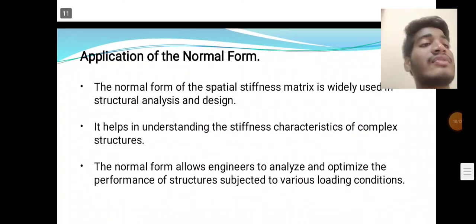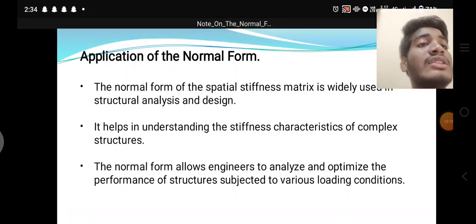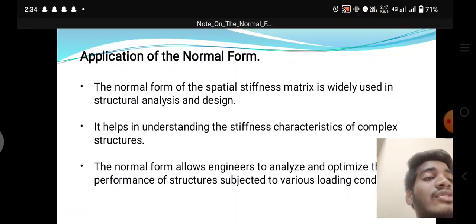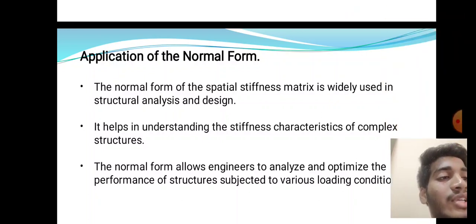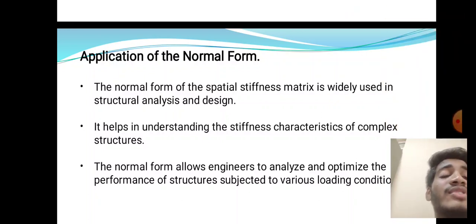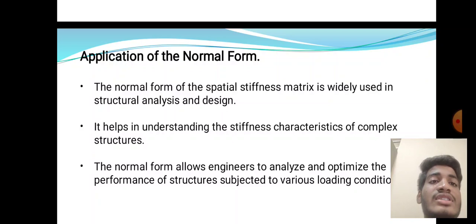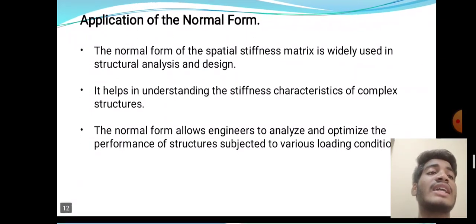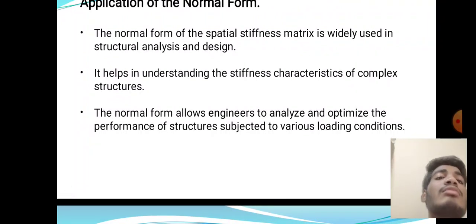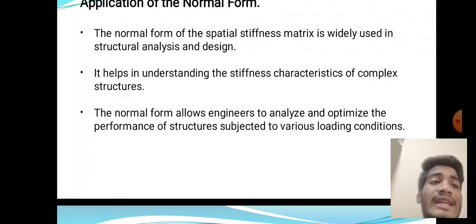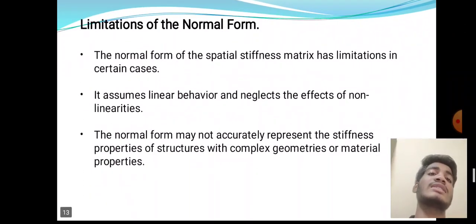The applications of the normal form. This is also one of the important questions and will be useful in your daily life also, while solving problems. The normal form of the spatial stiffness matrix is widely used in structural analysis and design. It helps in understanding the stiffness characteristics of complex structures. The normal form allows engineers to analyze and optimize the performance of structures subjected to various loading conditions.